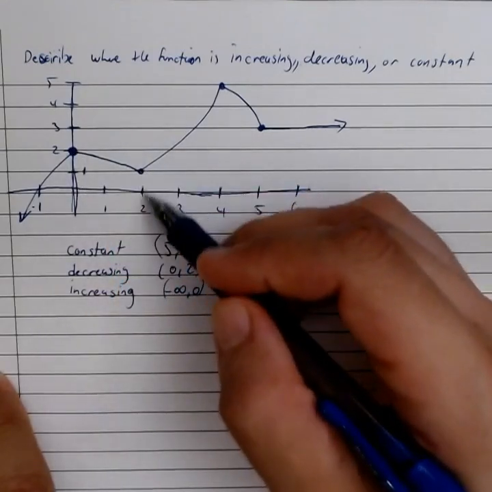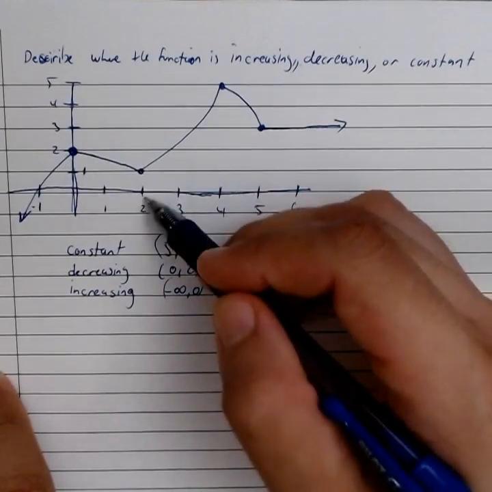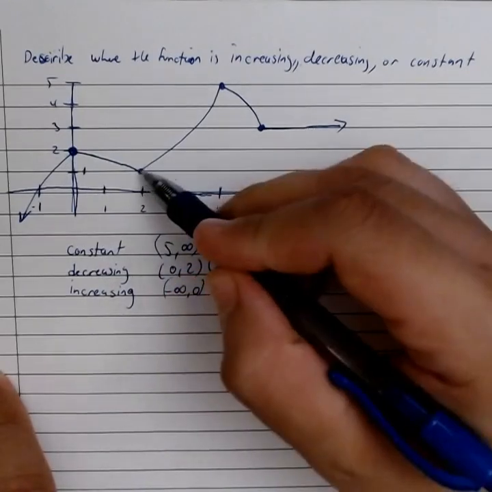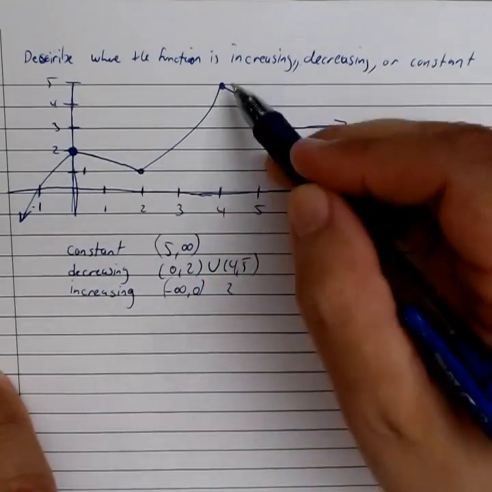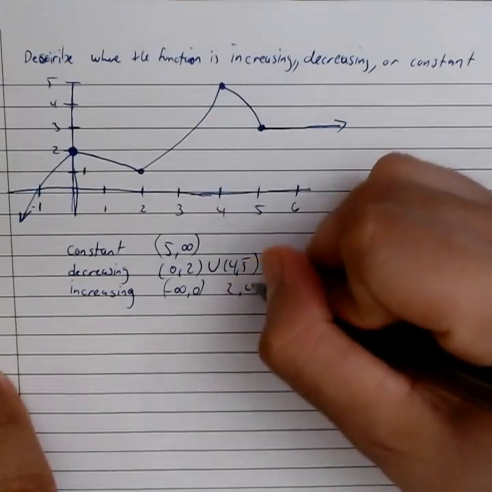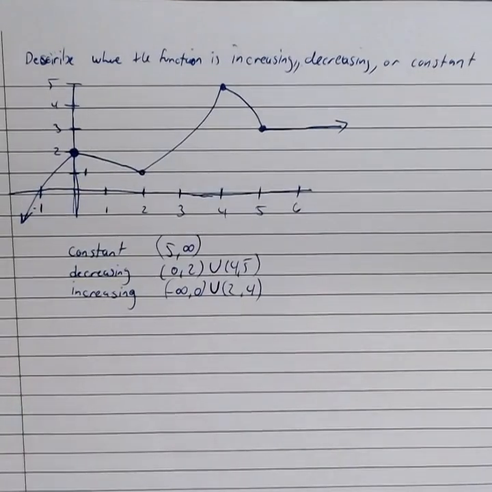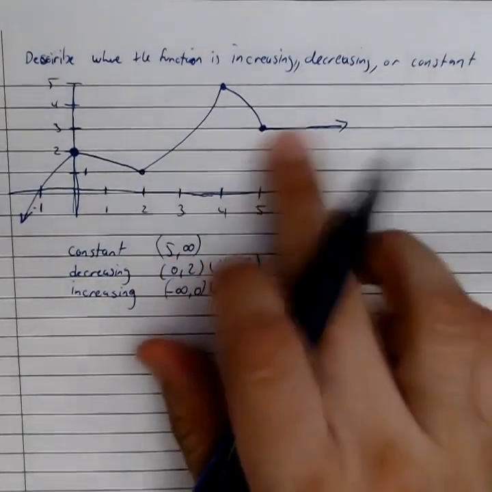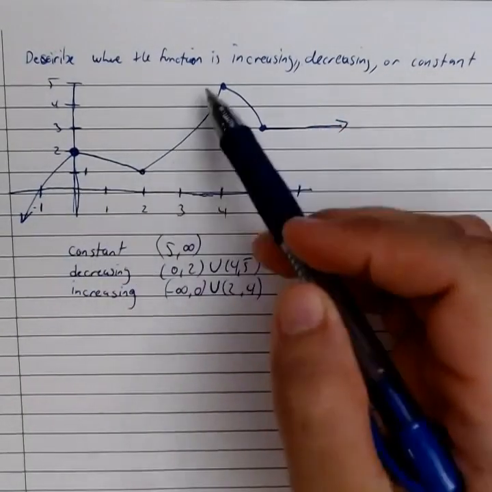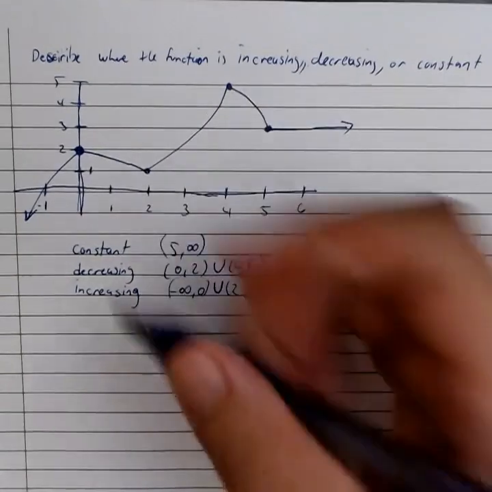And then again, it starts to increase when your x value is at 2, and it continues to increase until your x value is at 4. And there we go. This describes where our function is constant, where it's increasing, and where it's decreasing.